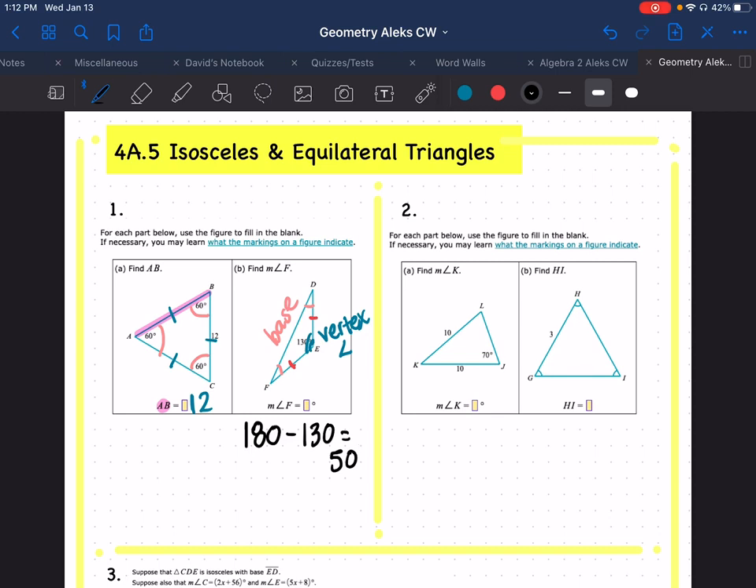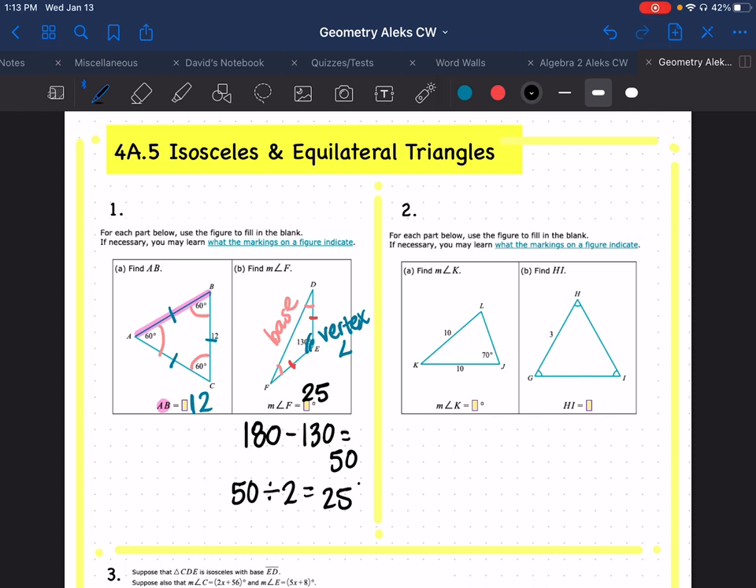Now, that does not mean that 50 is your answer. That means that D and E together are 50. Since I know that they are the same, I'm going to take my 50 and divide by 2, and they are each 25 degrees. So this is the answer that I'm going to put in the blank.